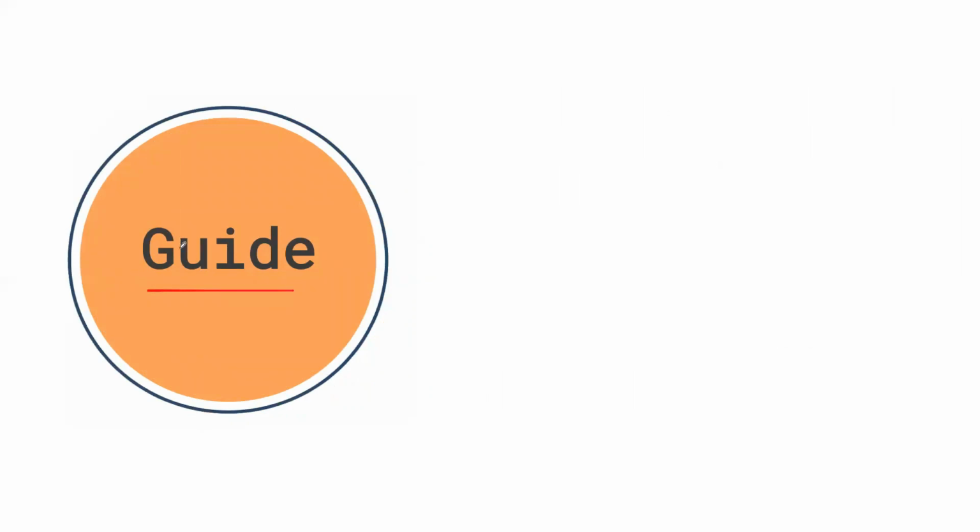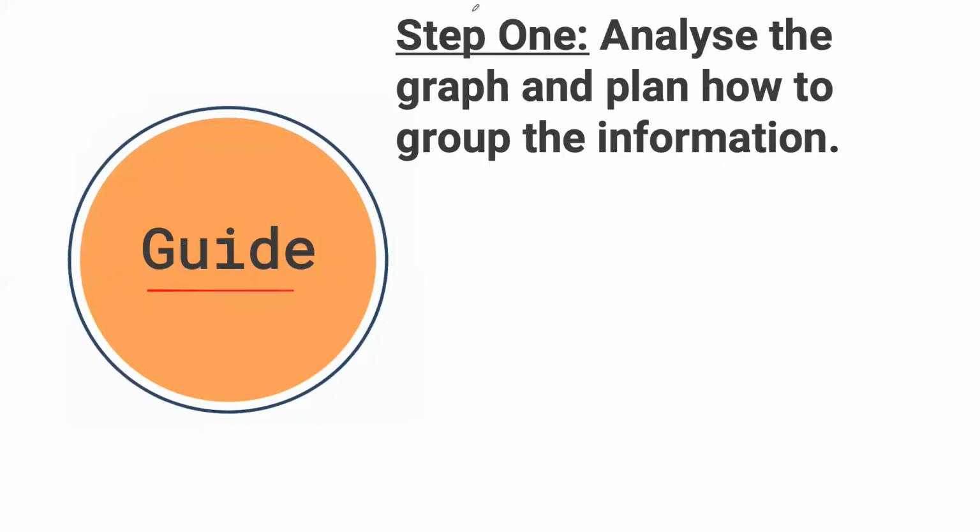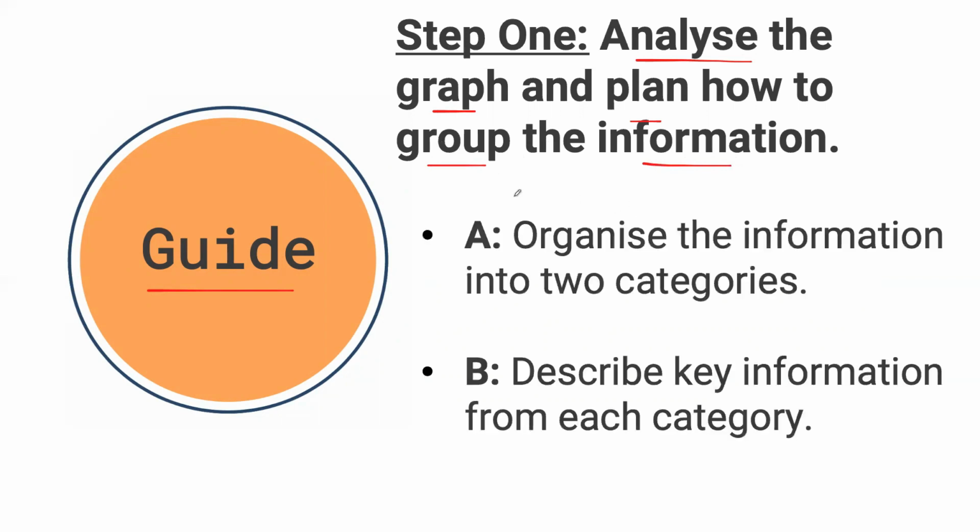We're looking at the guide, and just to be clear, remember, step 1 is analyzing the graph and planning how to group the information. Again, I told you we were going to tweak this a little bit, so just to be more detailed, you can group the information in these 2 ways. So these are 2 tips that you should keep in mind, and you should be using this when you group the information. The first thing is to organize the information into 2 categories.